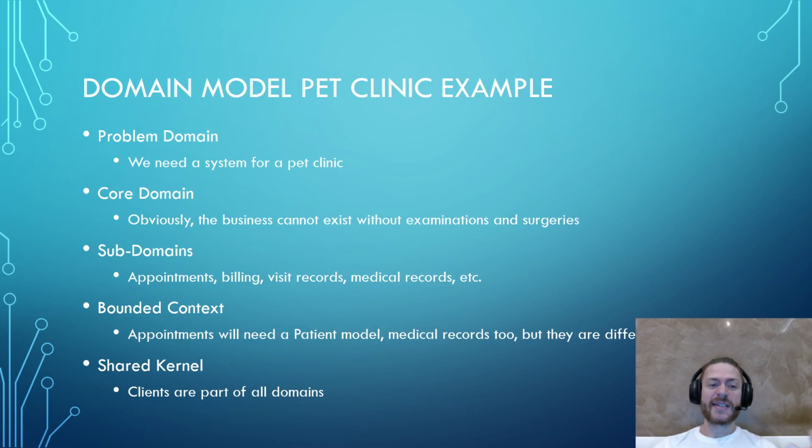Another example is a pet clinic. If we have a pet clinic, the problem domain is that we need a system for a pet clinic. Okay. The core domain is that the business cannot exist without examinations and surgeries. If we don't have examinations and surgeries, what kind of pet clinic are we building actually? What kind of system do we have?